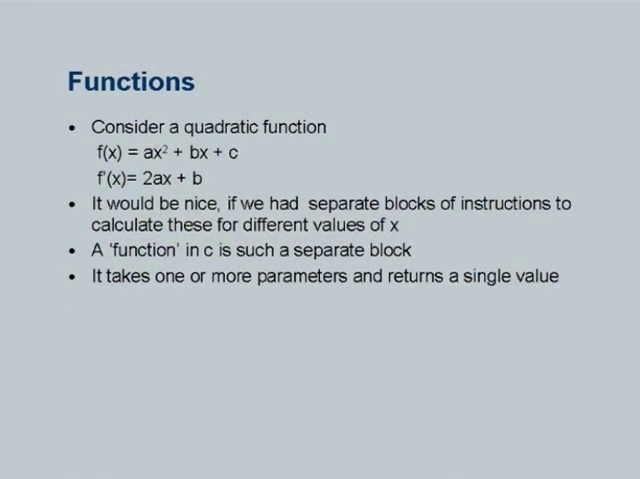If I want to compute the value of any one of these two, or for that matter, any similar function, for different values of x again and again, then instead of putting these multiple instructions at different places in my program, I could separate out these instructions and create a separate block. Such a separate block is called a function in C. This function is defined in terms of certain parameters. It takes the values of these parameters from us and it returns a single value.